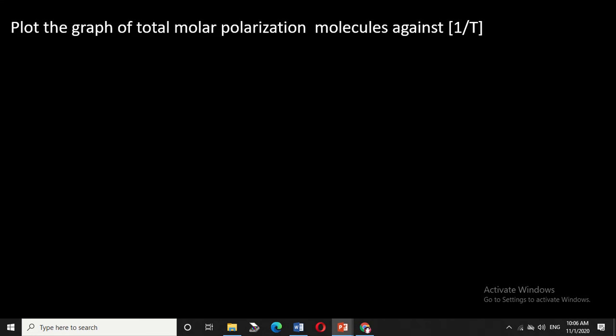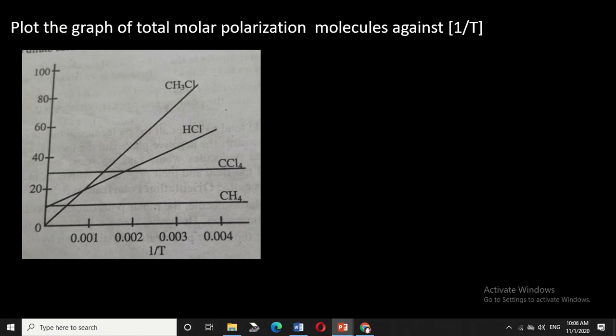Now, plot the graph of total molar polarization versus 1 upon T. It gives different types of lines for different compounds. CH3Cl and HCl give a straight line and the slope of this line is not equal to 0. Therefore, CH3Cl and HCl are polar molecules, but CCl4 and CH4 are non-polar in nature because the slope of their line is equal to 0.